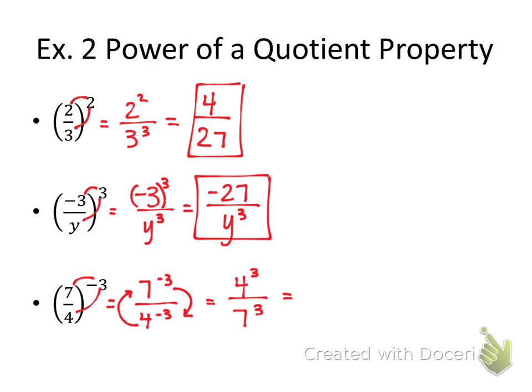Because they're not like bases, they are the same exponent, but they're not the same bases, I cannot subtract them. So I'm just going to plug it in my calculator. 4 to the third power is 64, and 7 to the third power is 343. So this would be my final answer here.